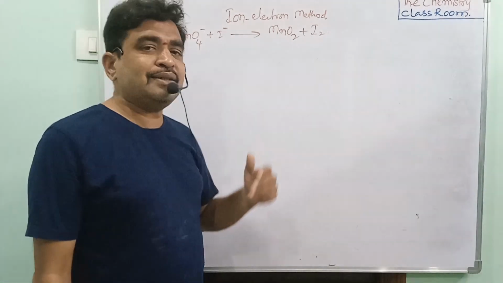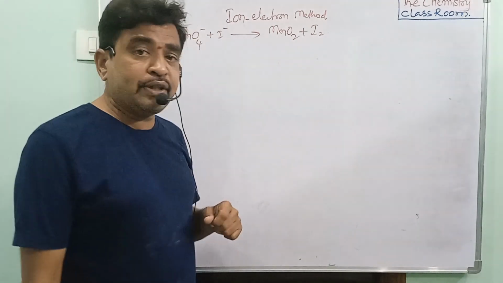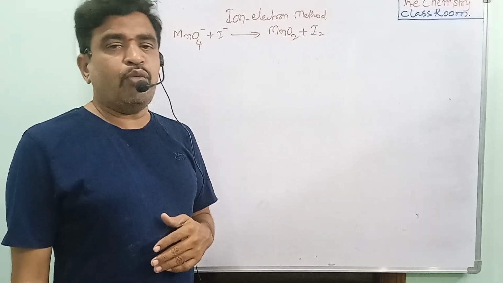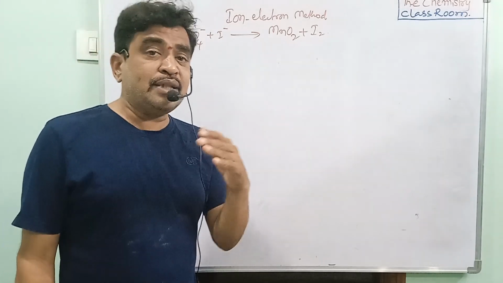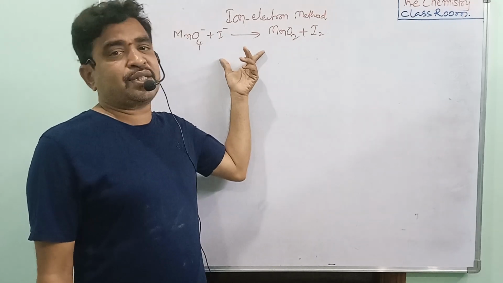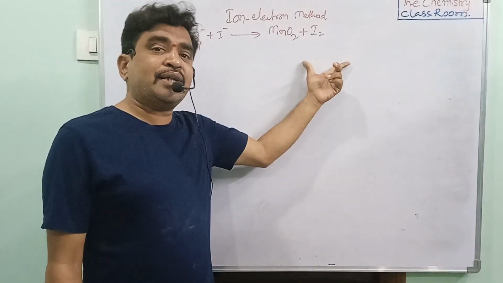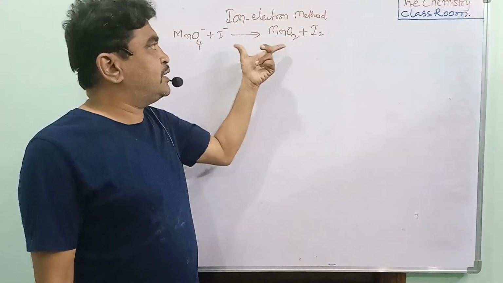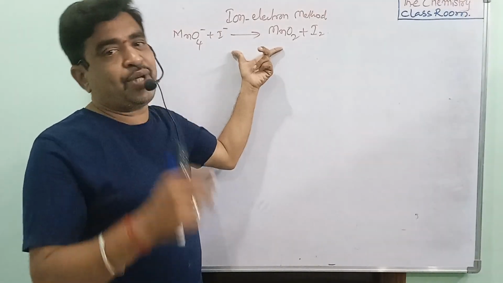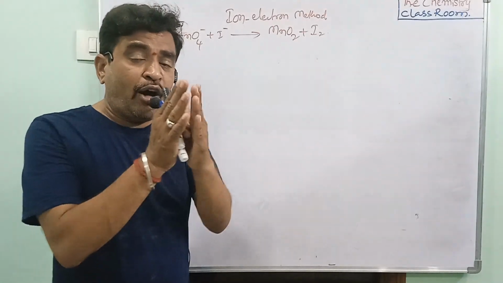So to balance this chemical equation, what are we doing? Very first, we have to divide the equation into two. The one is oxidation and one is reduction. So we have to divide this equation into two reactions. One is the oxidation reaction, the second is the reduction reaction. So actually this reaction is a redox reaction. It is a combination of two reactions, and here we are separating it into two. That means you are splitting it.